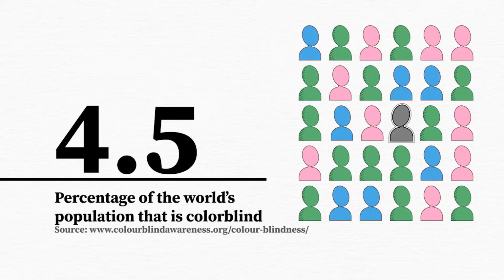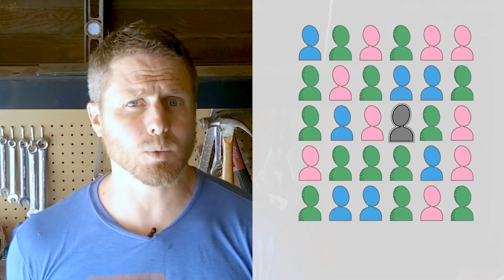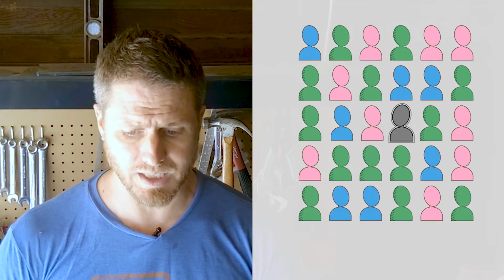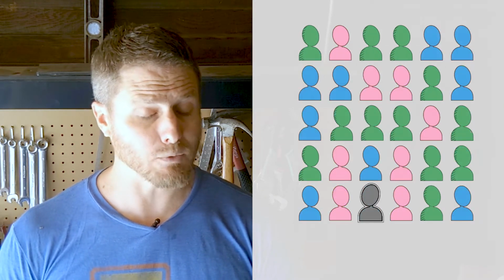4.5% of the world's population is colorblind, in fact. And so that means that in a group of 30 learners, at least one of them could have some sort of color vision deficiency. And so that's something that we need to account for.